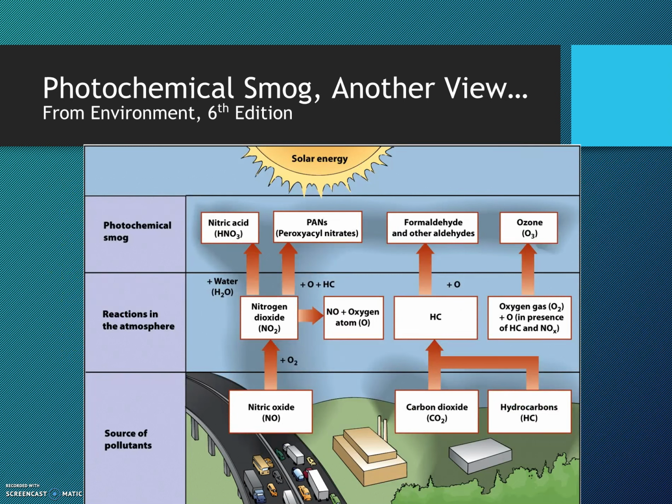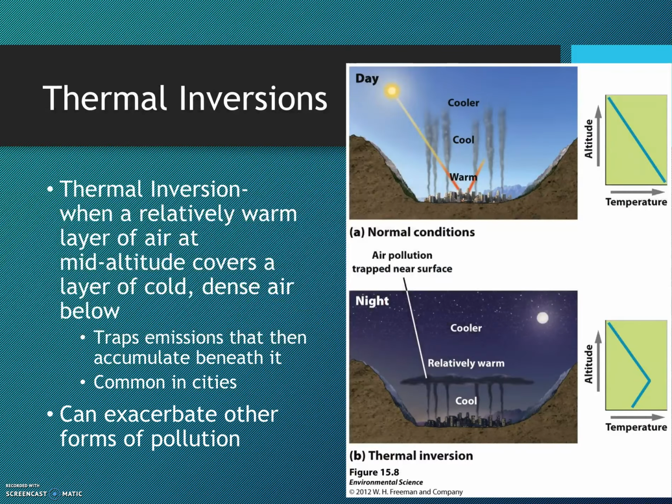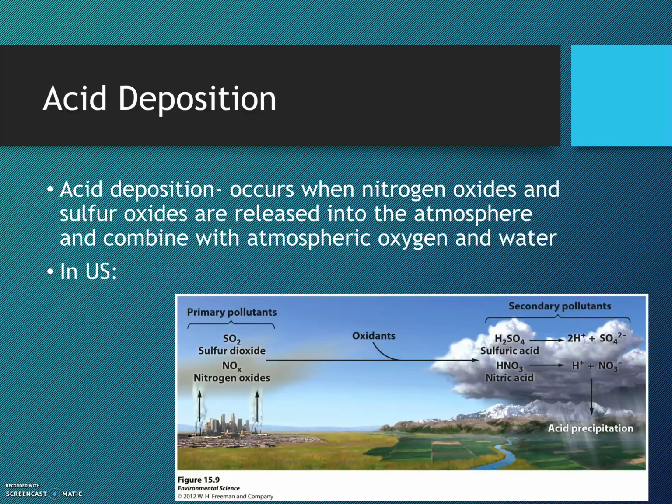Here's another view of what's going on. You have pollutions, reactions in the atmosphere that lead to that photochemical smog. Thermal inversions. A thermal inversion is when you have a warm layer of air that's covering cold, dense air, and that warm layer traps emissions that then can accumulate beneath it. It's common in cities, and it can magnify other forms of pollution.